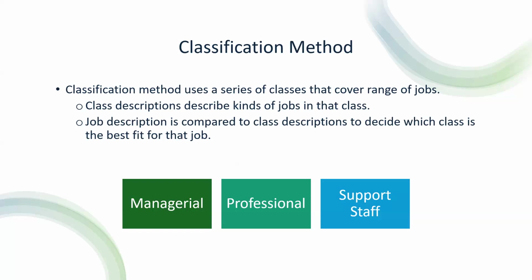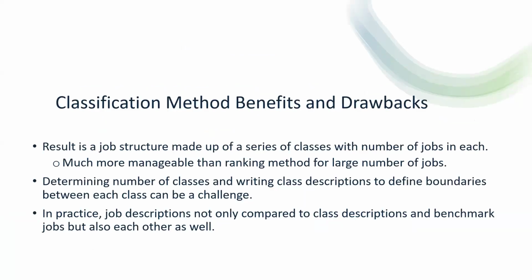And then what you'll do is you'll take your job descriptions that you created in your job analysis, and then you're going to compare them to each class description to figure out where each job description goes in terms of those classes. And I just put a very, very simple example on this slide of what this would look like. Say we're in a small office job. We could have a classification method where one class is managerial jobs, another class is professional jobs, and a third class is the support staff in that office.